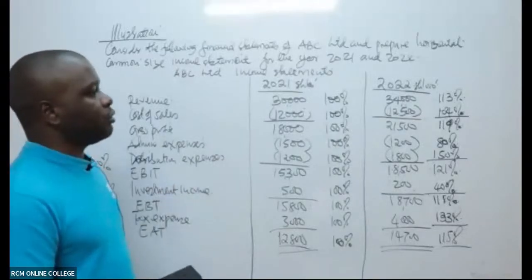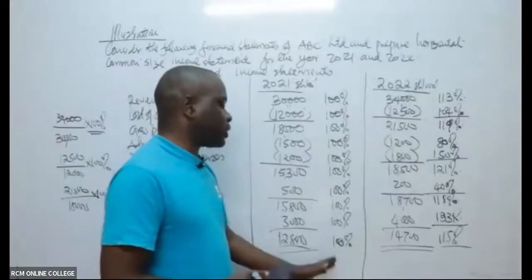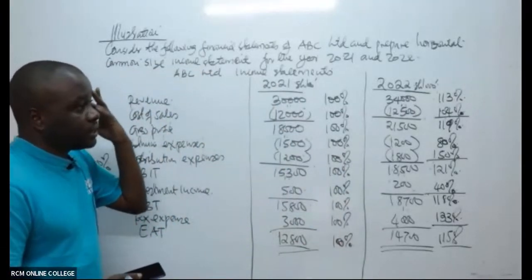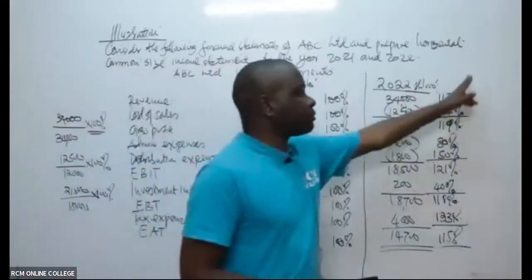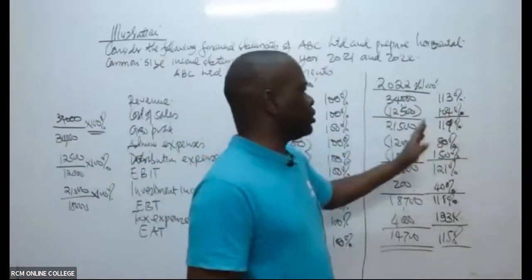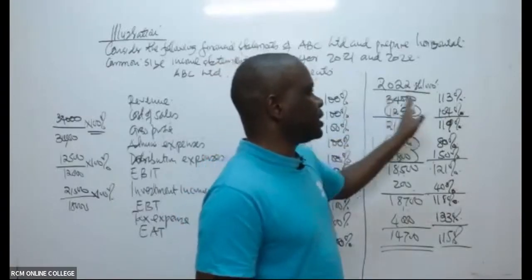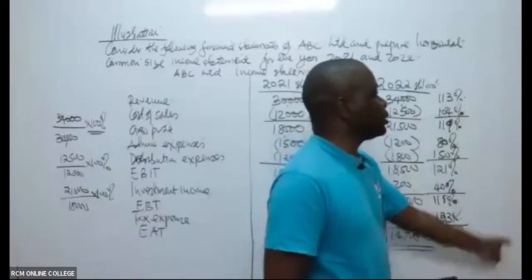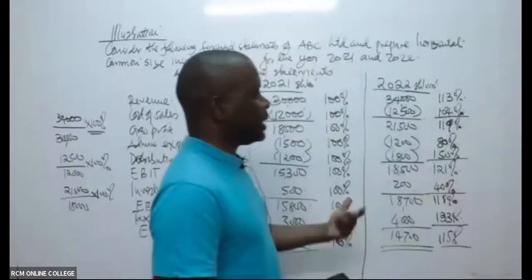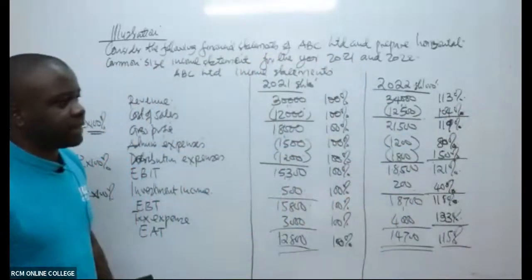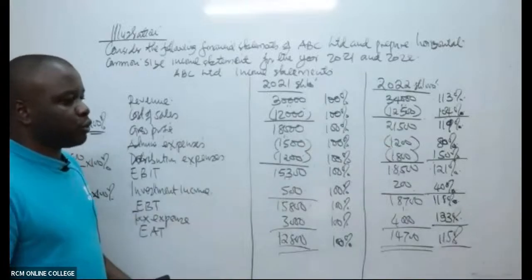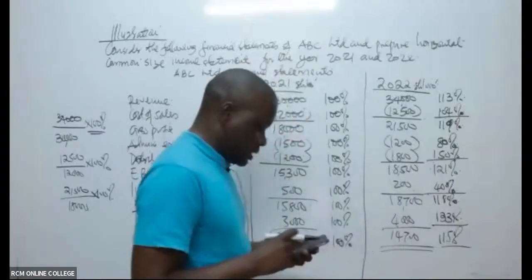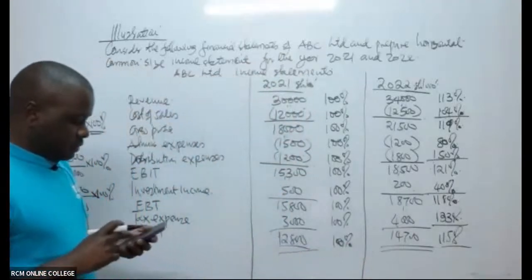It gives you a trend of what is happening, using a particular year as the base year. In this case, you can even include another year here, 2023, and still use this one as the base year. Or use 2022 as the base year and compare with 2023: was there an increase in percentage or a decline? That helps you analyze the financial statements.